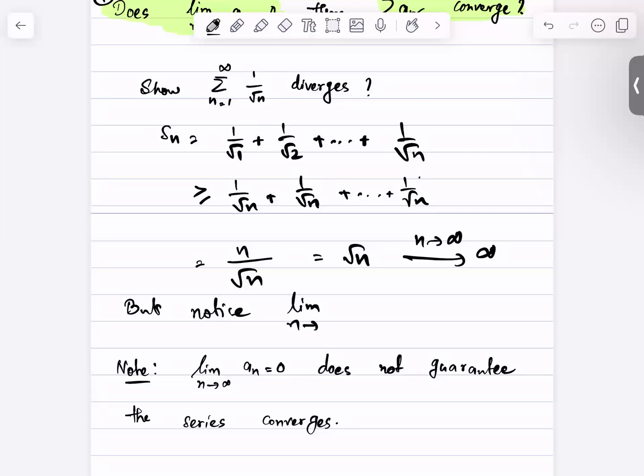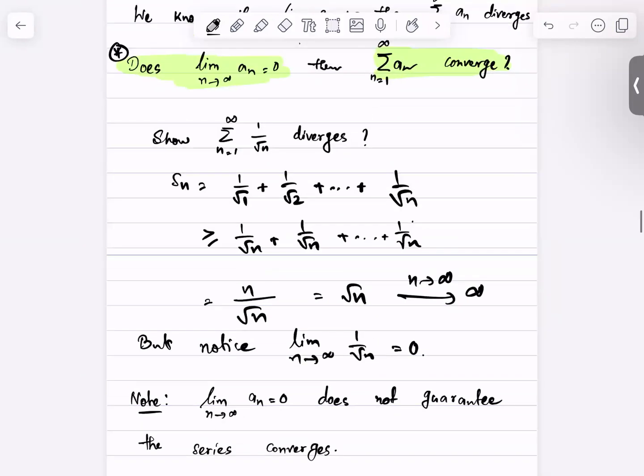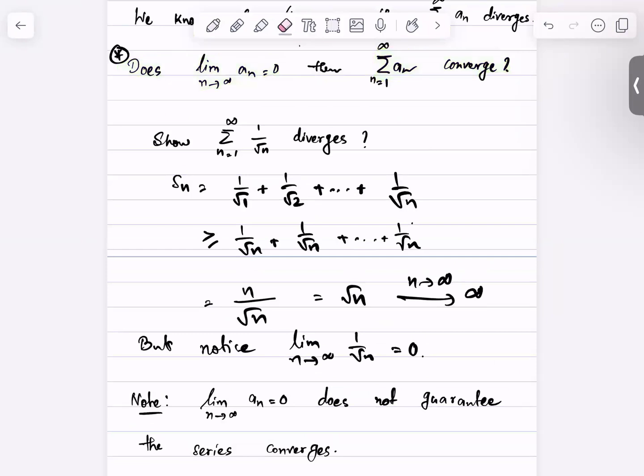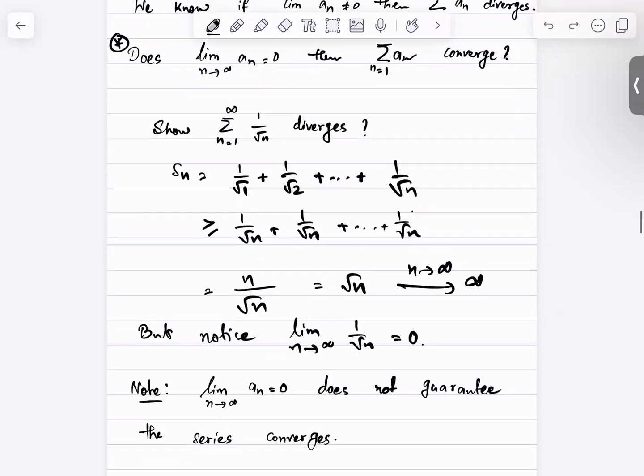But notice that the limit as n tends to infinity of 1 over square root n is 0 when considered as a sequence. So the terms going to 0 as n tends to infinity does not guarantee that the series will be convergent.